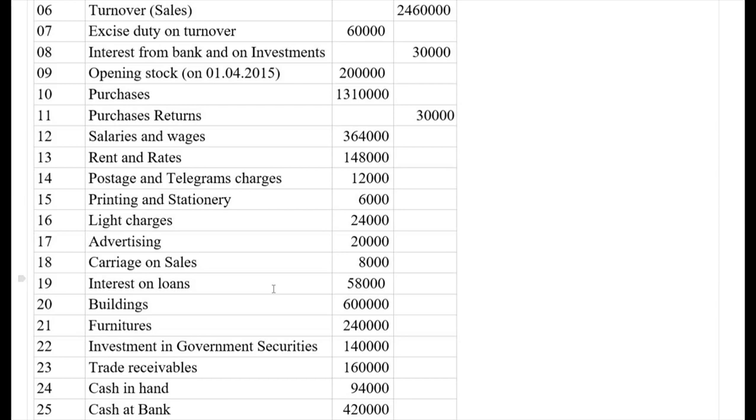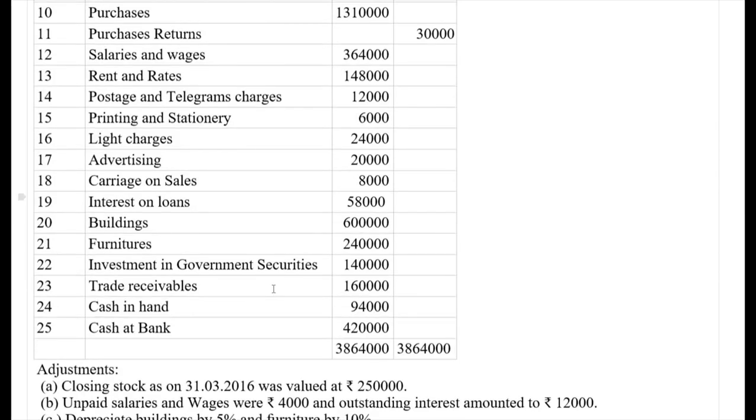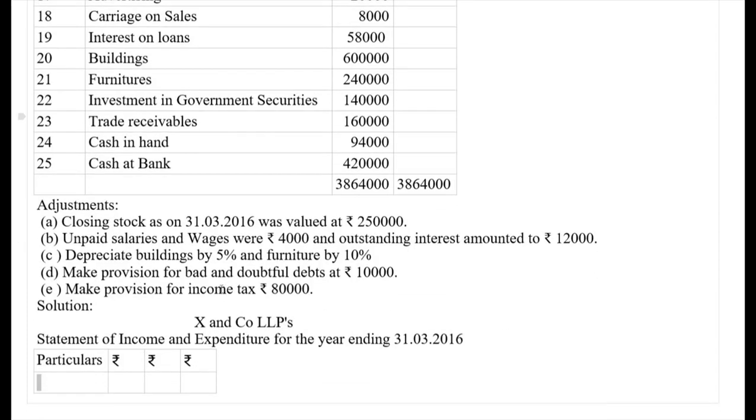Then interest on loan comes under interest. Buildings and furniture come under the statement of assets and liabilities under the heading fixed assets. Investment in government securities appears under the head investments. Trade receivables appear under the head receivables. Then cash in hand and cash at bank appear under cash and cash equivalents. Unpaid salaries and wages must be added to the salaries and wages, and the same shall be shown under the head of other liabilities in the statement of assets and liabilities. Even the outstanding interest should be added to the interest, and the same shall be shown under the head other liabilities.